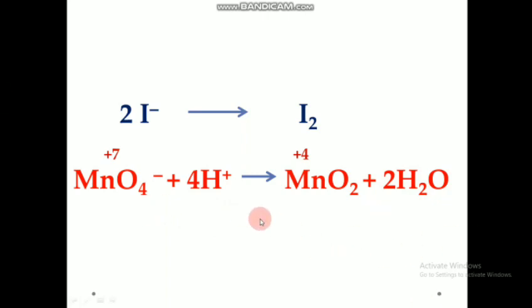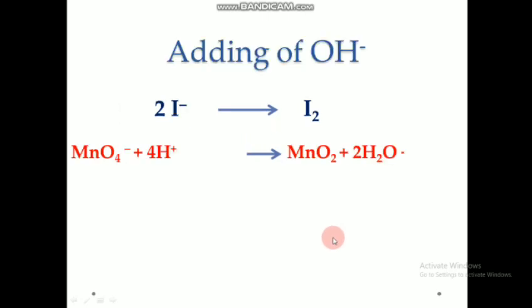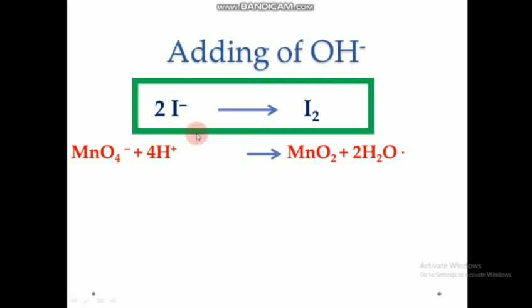Till now we were doing it in the same method as we followed for the acid medium. Now the change in the alkaline medium comes: the step which we mentioned in the beginning, adding OH negative. OH negative should be added in the alkaline medium now. In this step we don't have to add anything because no oxygen or hydrogen was added. So that is fixed. Now the change is for this step.